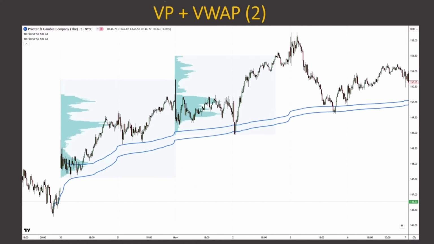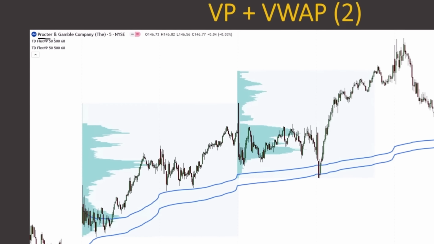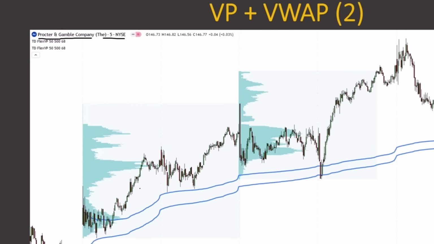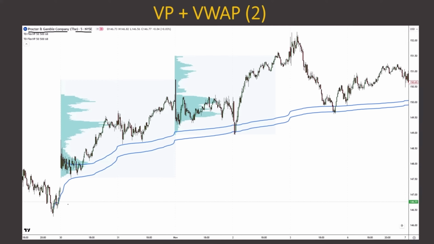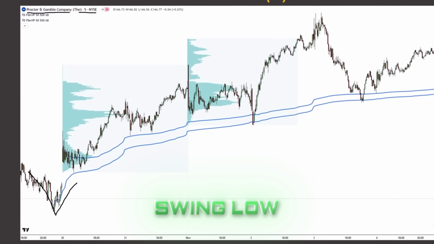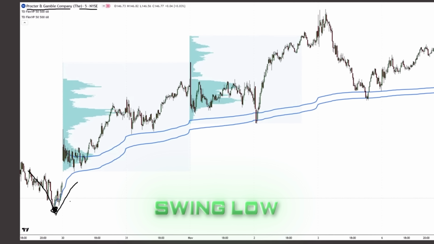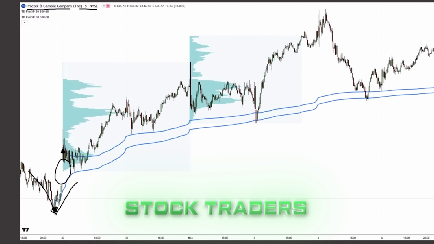Now here is the last example of the combos. This is Procter & Gamble Company 5-minute chart. In here I have two VWAPs. One is anchored to this swing low, right here. This is where it's anchored. The second VWAP is anchored after the gap, after this gap. By the way, this is also another way where you can anchor the VWAP, especially if you trade stocks after gaps, because for stock traders, gaps are really important places. So we have those two anchored VWAPs.